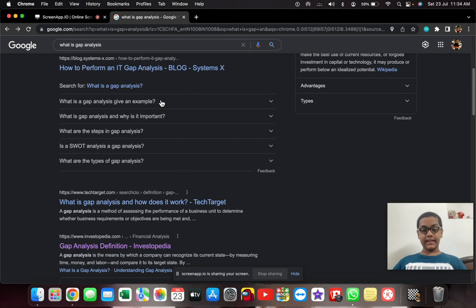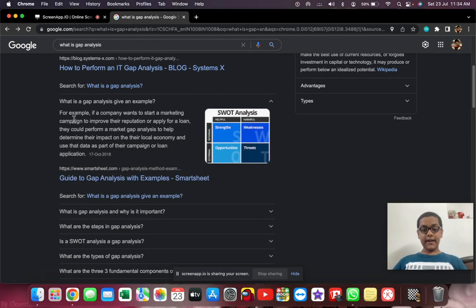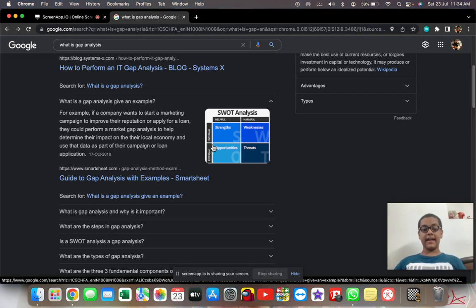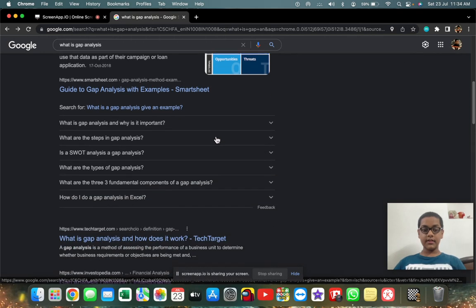What is a gap analysis? Give an example. For example, if a company wants to start a marketing campaign to improve their reputation or apply for a loan, they could perform a market gap analysis to help determine the impact on their local economy and use that data as part of their campaign or loan application.